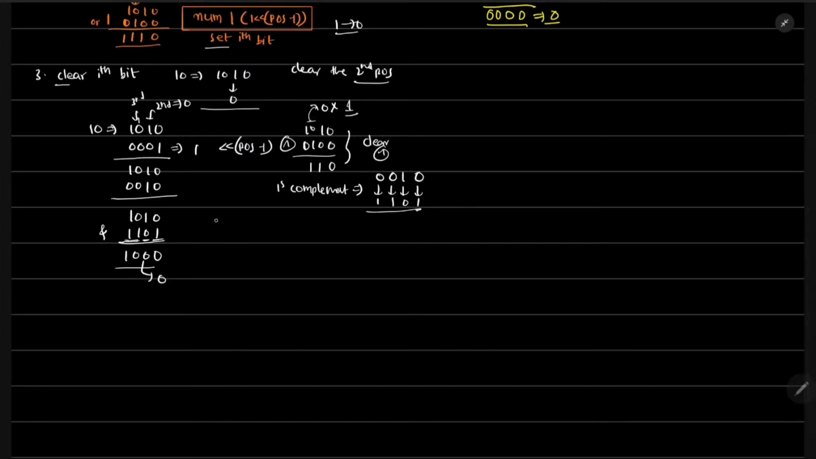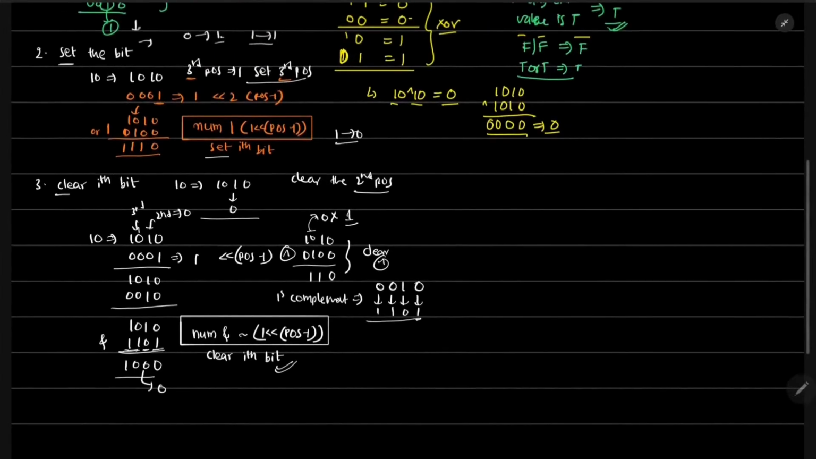What is the formula? So we left shift this 1 by position minus 1, and we then did one's complement of this number, that is 1, after shifting it left position minus 1 times, right? And we did an AND operator with our number, right? So this is the formula to clear the ith bit. Clear ith bit, right?